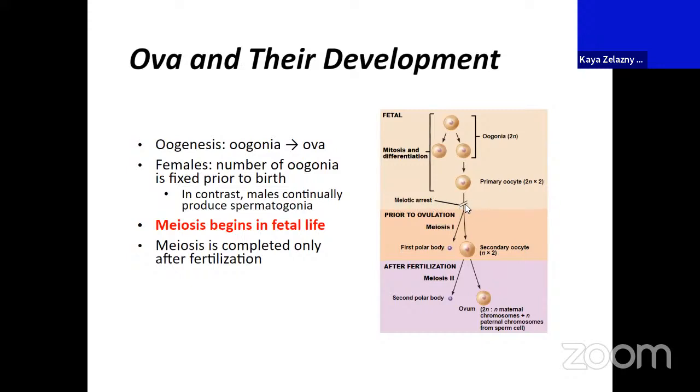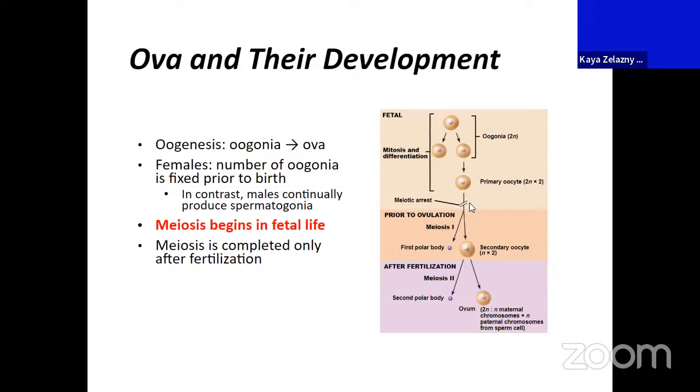So this double slash line is just like a pause button. So that production of the primary oocytes and this meiotic arrest, this pause button, all of this gets set during fetal life. Okay? So our oocytes aren't going to actually continue to develop until we lead up towards ovulation.